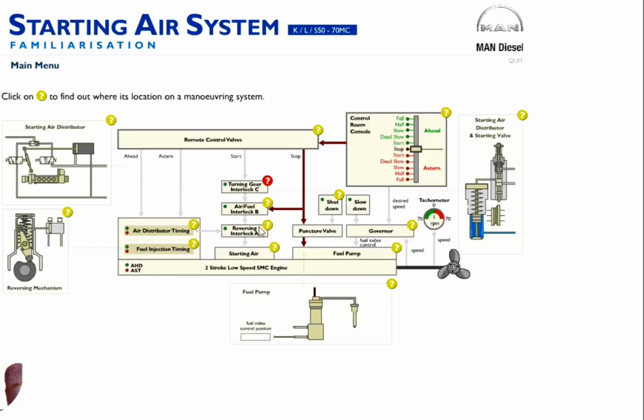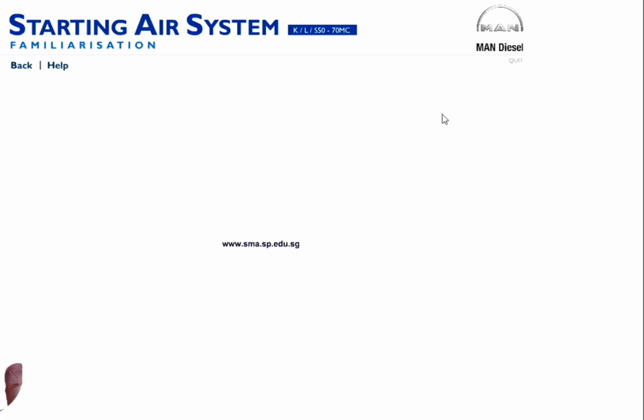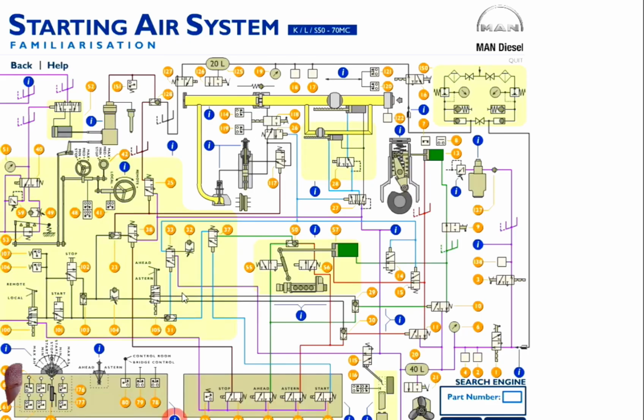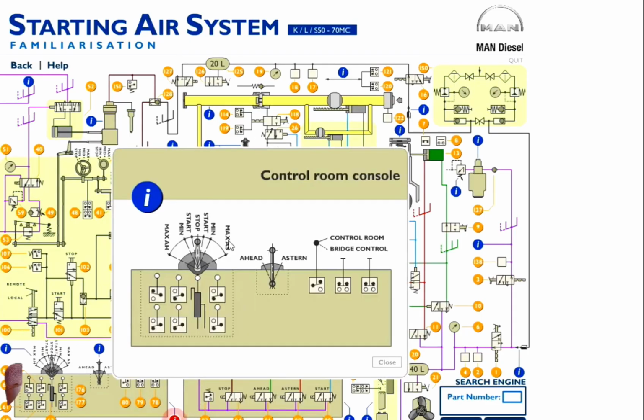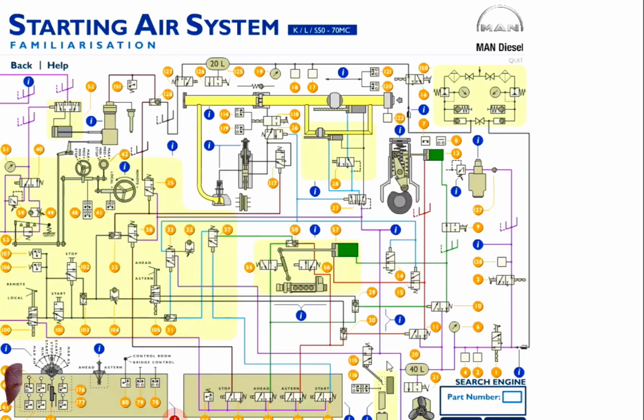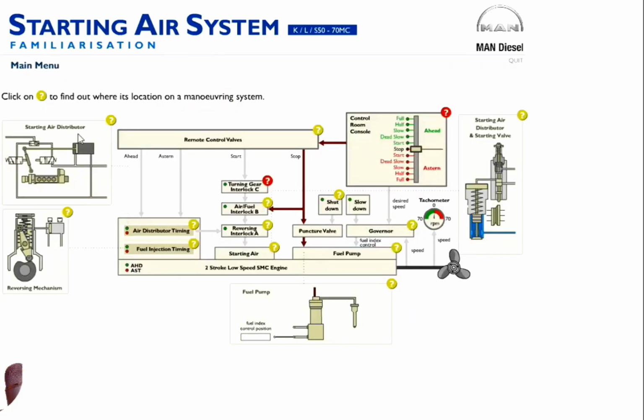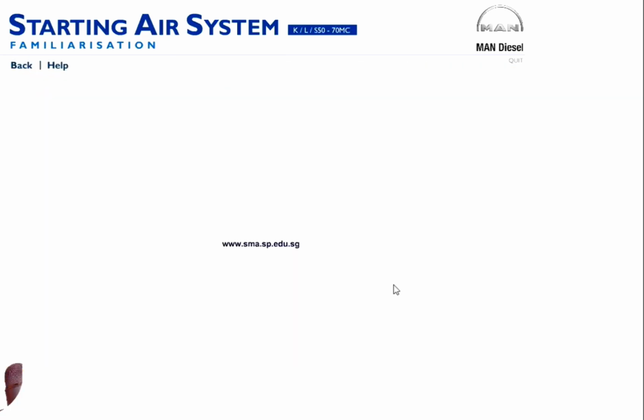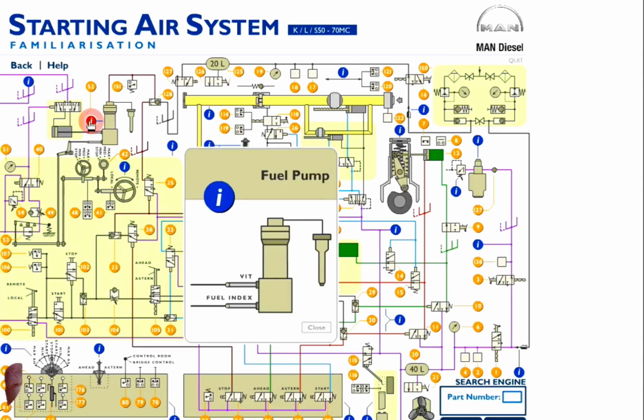Here you can have this program from your colleagues, and I believe on the ship you will find that, so you can stay here and check one by one where all the parts are. Here is the control room console. Let's go back. Fuel pump, it shows here.